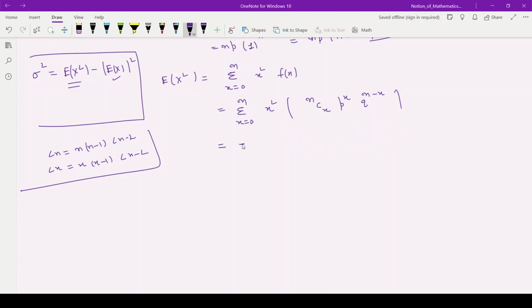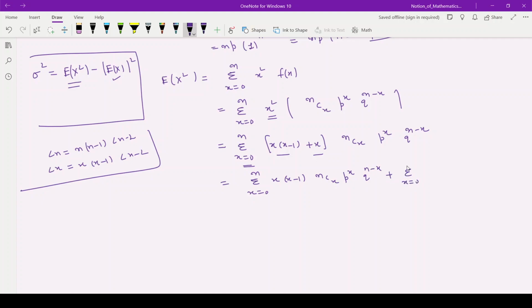And what is that process? Summation x equal to 0 to n, this x square I can write like x minus 1 plus x, yes, that is right, into nCx p to the power x q to the power n minus x. Now we can split this summation into these two terms, so that would be summation x equal to 0 to n, x minus 1 nCx p to the power x q power n minus x, plus summation x is 0 to n, x into nCx p power x q power n minus x.